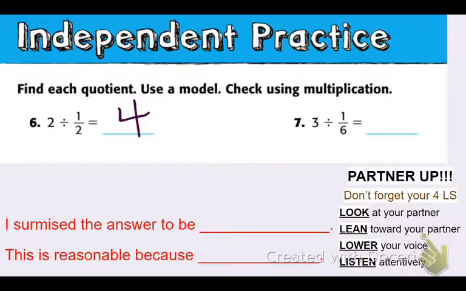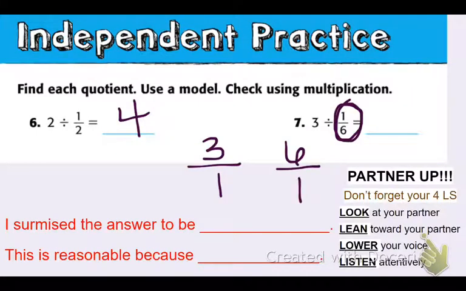Change that whole number into a fraction by putting it over 1. Take the fraction on the right and do the reciprocal. So 6 is on top and 1 is the denominator. Change it to multiplication, times. What is 6 times 3? Well, that's 18, and 1 times 1 is 1.